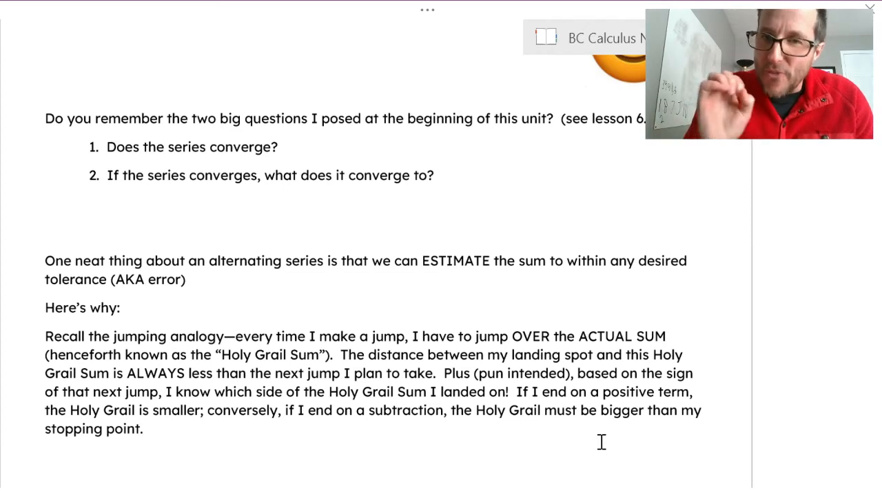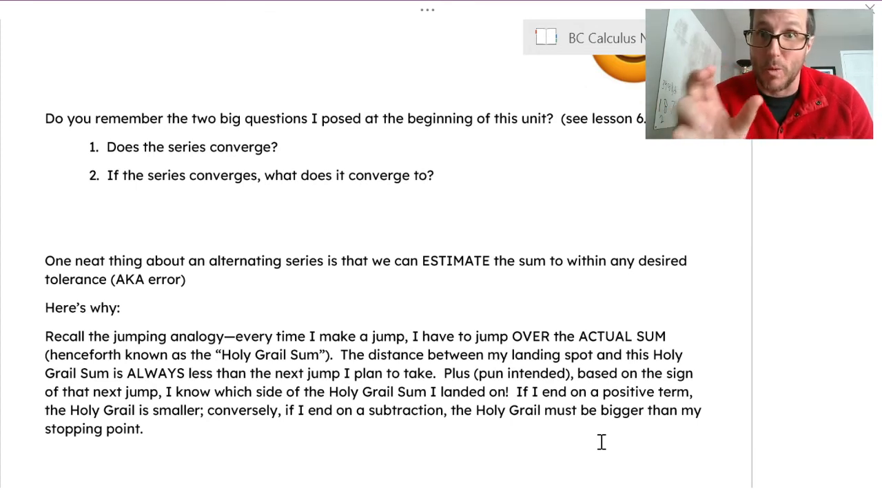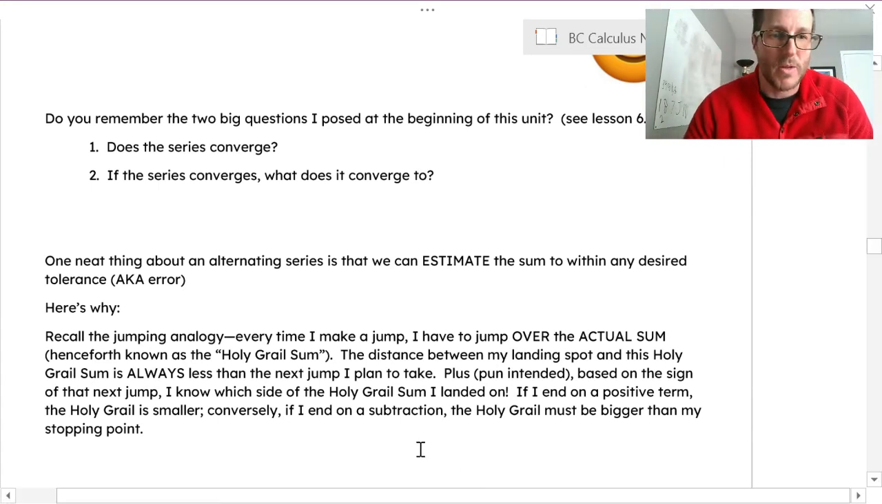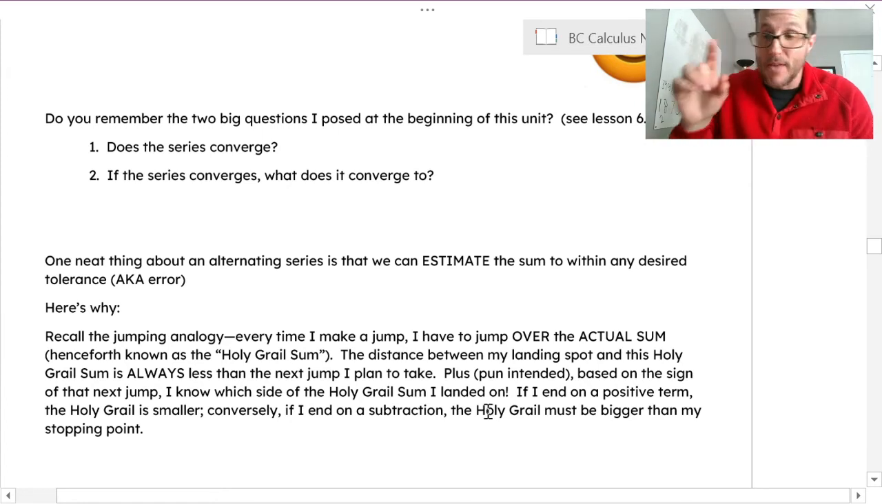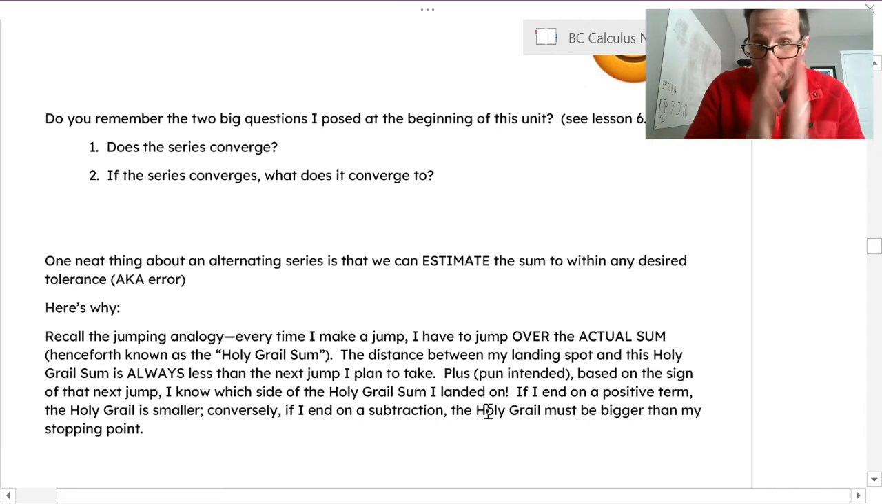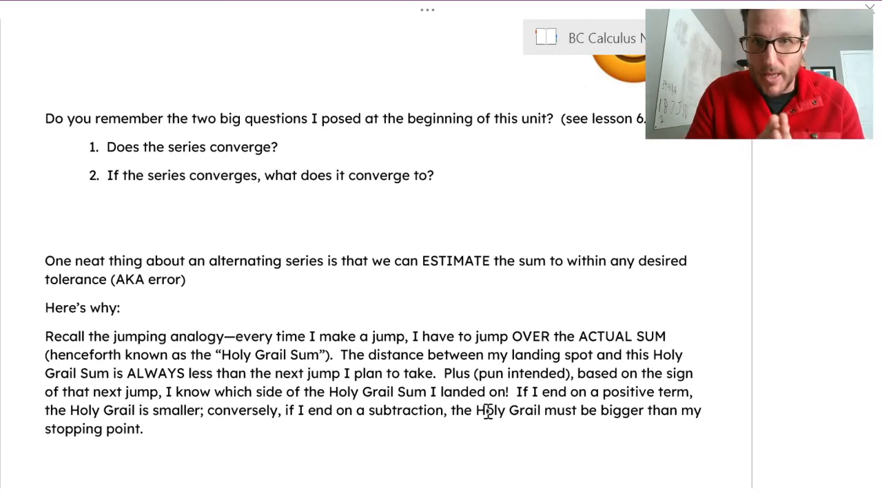So don't think we're finding the sum. We're going to be able to estimate the sum within a tolerance that we know. Not exact, but within a certain tolerance. So think about the jumping, right? Every time I make a jump, I jump over the actual sum. And I'll refer to the actual sum as the Holy Grail sum, right? The search for the Holy Grail. Like, what is the actual sum? Nobody knows. But every time I make a jump, I have to jump over that sum, right?